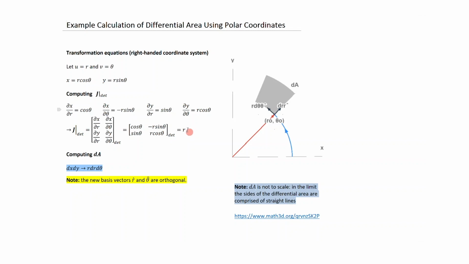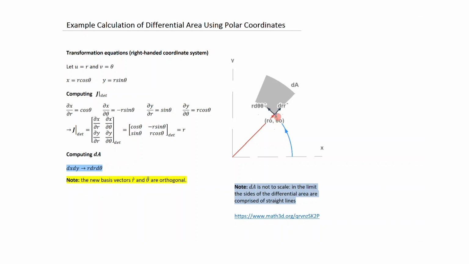So it's always a positive value. All right, so when you compute dA, we said it was going to be the Jacobian times the new differential elements, which would be dr d theta. So that means dx dy transforms to r dr d theta. Right? Turns out these new basis vectors are orthogonal to each other.